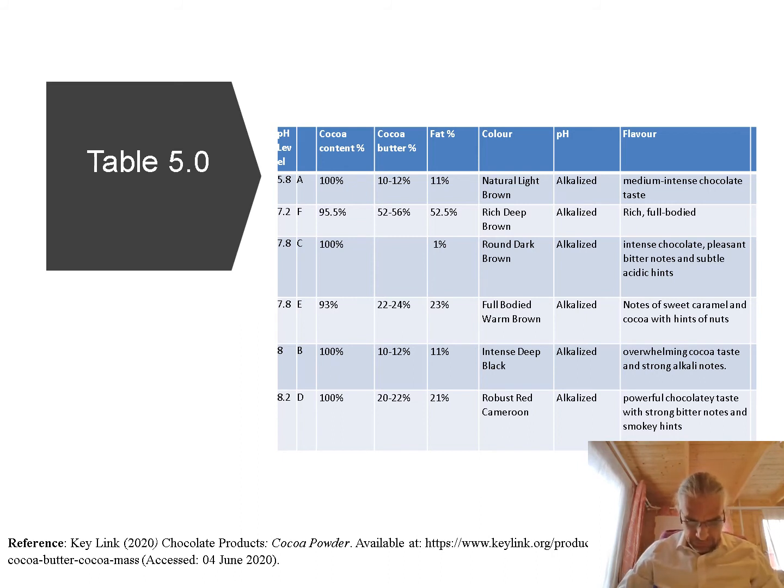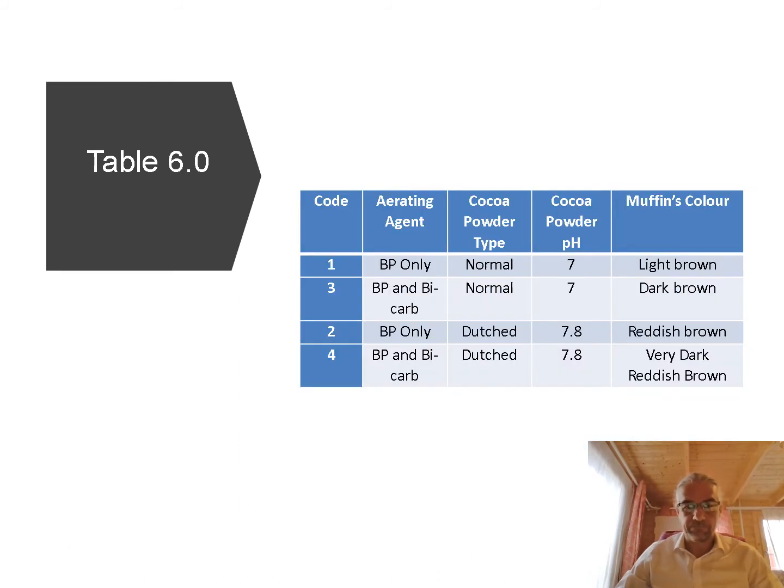Examining sample 1, it can clearly be seen that cacao powder with a pH of 7 offers the lightest shade of brown, and the sample that offers the second lightest shade of brown is sample 3. Sample 4 offers the darkest brown color muffins. Please refer to Table 6.